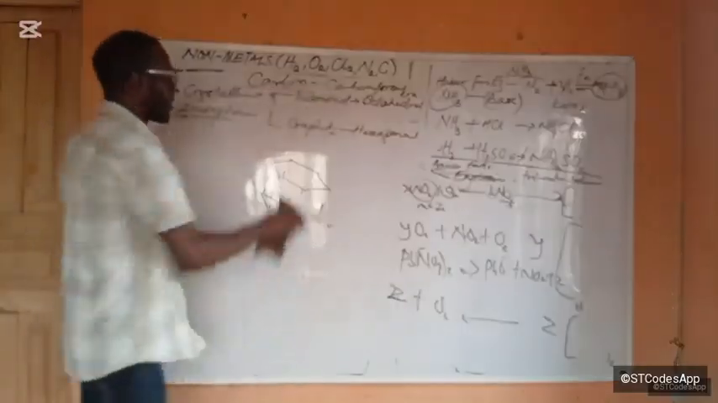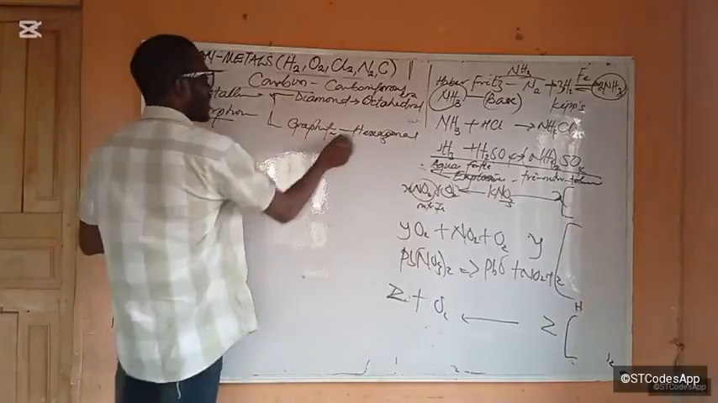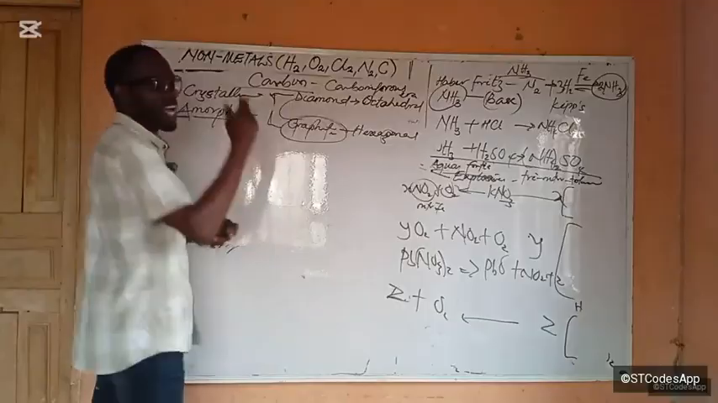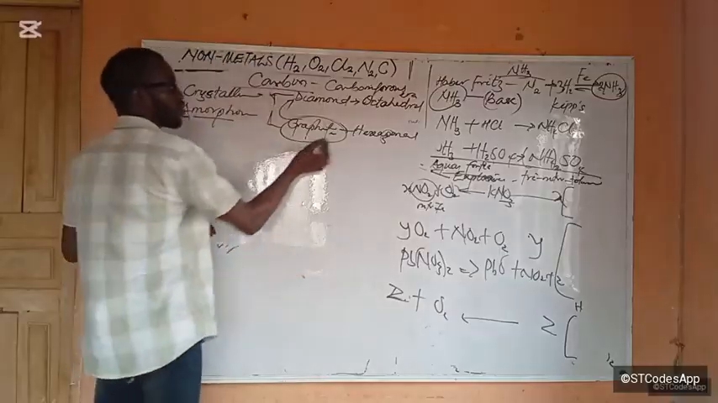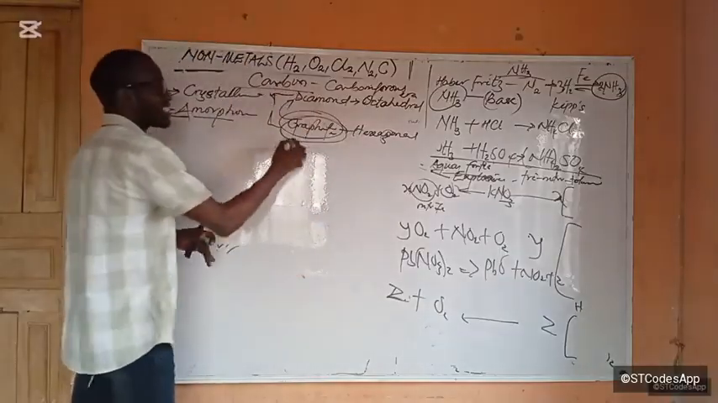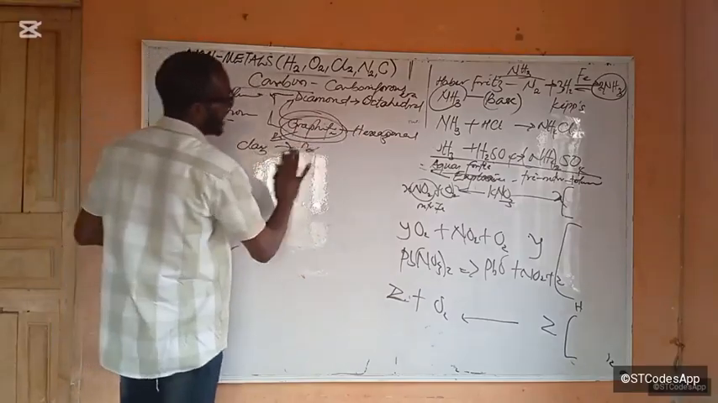But this one is a 3D structure. This guy is the hardest substance known. This one is very soft. When you heat this one to about 900 degrees Celsius or so, you are going to make diamond. So graphite can be used to manufacture diamond. Graphite conducts electricity. And if you add it to clay, you use it to make lead pencil.